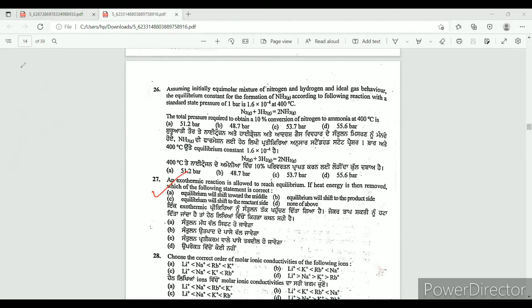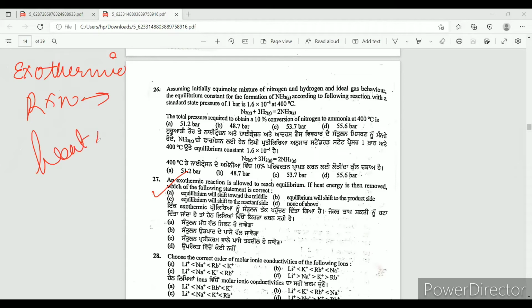An exothermic reaction. What are exothermic reactions? Exothermic reactions are those reactions in which heat is evolved, or you can say heat is released. It can be written as A plus B changes to product with release of heat, right? So this is our exothermic reaction.